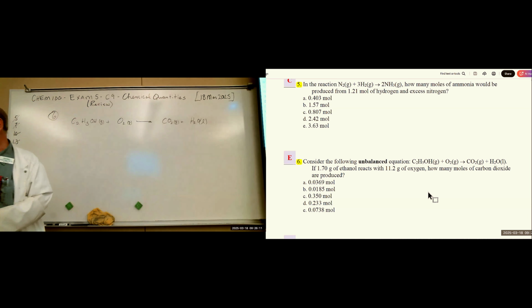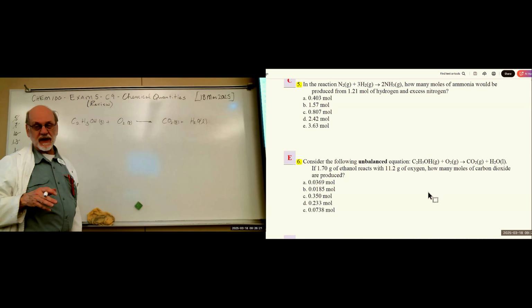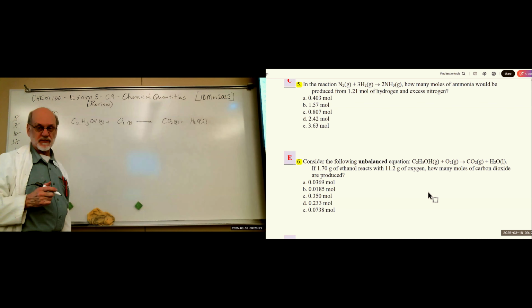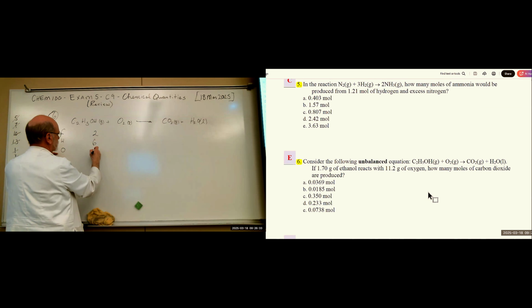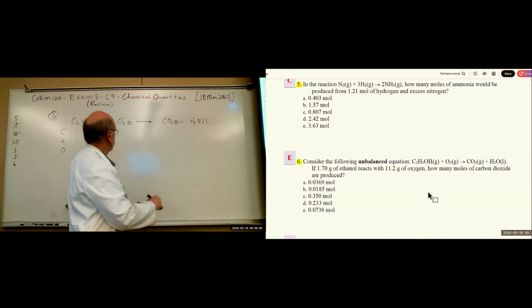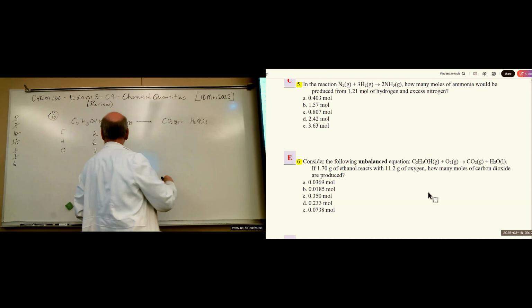All right, so this equation is going to be a little more complicated to balance. So let's use the budget method for this one. Carbon, hydrogen, oxygen. So we have 2 carbons here. We have 6 hydrogens, and we have 2 oxygens. And on this side, we have 1 carbon, we have 2 hydrogens, and we have 3 oxygens.